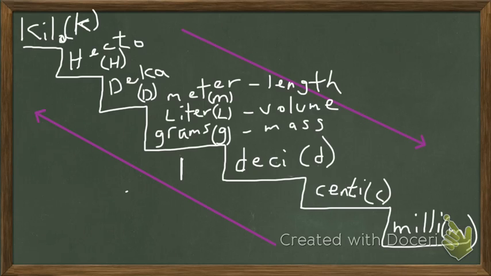So units of measurement are made up of two parts: a prefix and a root word. The root word is meter, liter, or gram. Your prefix tells you how big or small what you're measuring is. And you see I put a 1 underneath meter, liter, and gram because that is the base unit of 1. What do you think deca means?